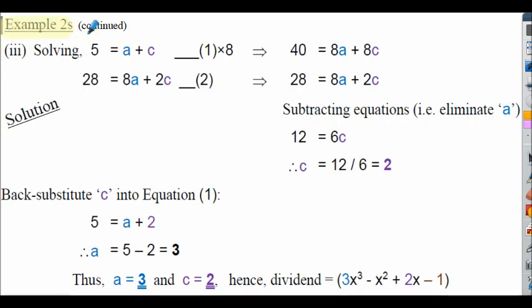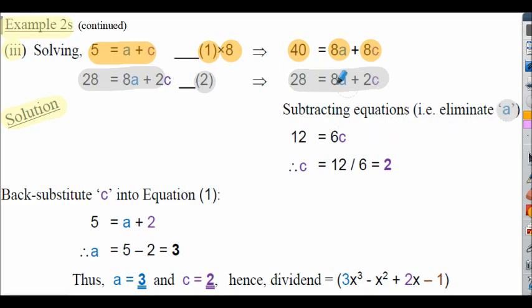And example 2, solution continued, here's step 3. We're now going to solve the equations. This is equation 1, equation 2. But notice this time, no coefficients are the same. As from our previous work on simultaneous equations, using the elimination process, we need to factor the coefficients of either the a term or the c term to be the same. In this case I'm multiplying equation 1 by 8, so 5 times 8 is 40, equals 8a plus 8c. Equation 2 is unchanged. And we simply subtract the equations.